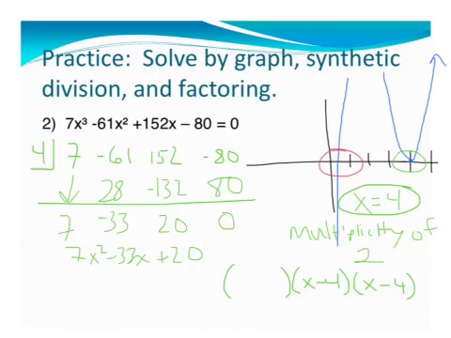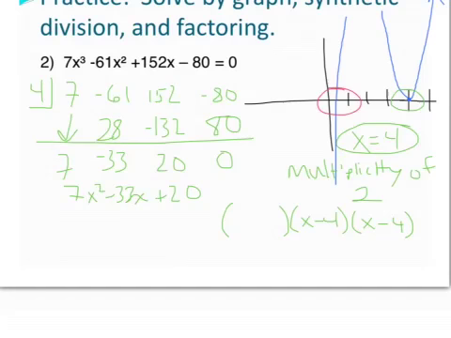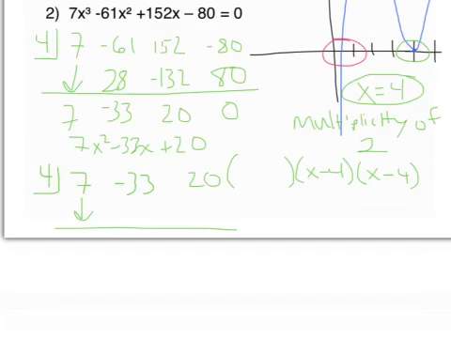Now, since it was a multiplicity of 2, I'm going to divide this one again by the x minus 4. I'm going to use the 4 in my little box here. Do synthetic division once again. So I have a 7, negative 33, and a 20. Bring down the 7. And 4 times 7 gives me 28. Add those together, I get negative 5. 4 times negative 5 is negative 20. I get 0 for my remainder. So I have 7x minus 5. Now that's my other factor.